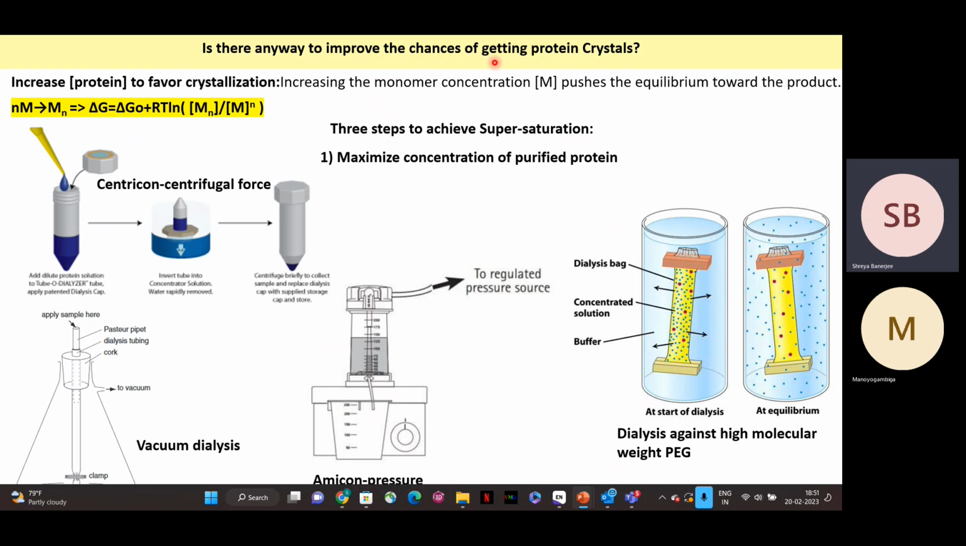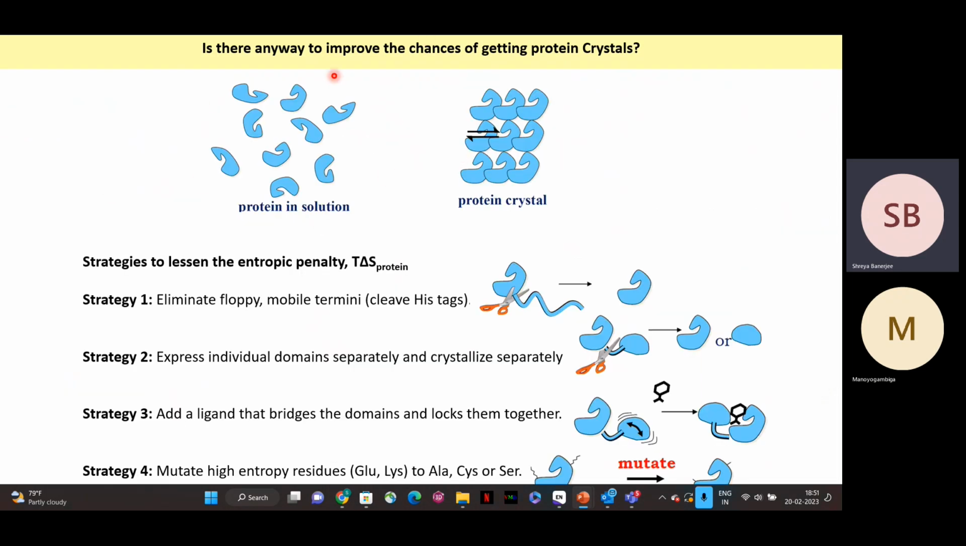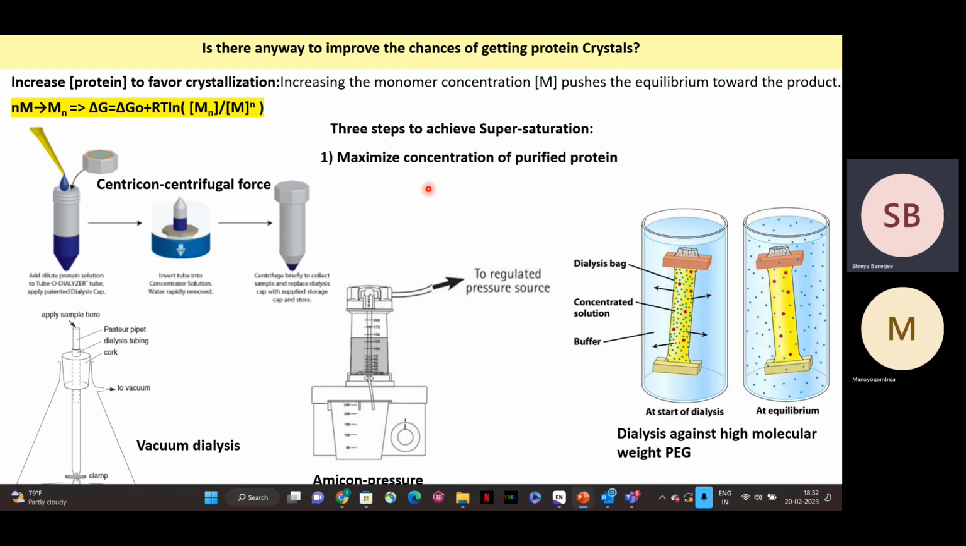There are other ways of improving the chances of getting protein crystals. So if you see this diagram, you're going from many molecules of the protein to a single protein crystal. It is represented by n molecules of the protein, which we are calling M here, to a single crystal, which has n molecules. So the thermodynamic expression for this is delta G equals delta G0 plus RT ln concentration of the crystal by concentration of the protein to the power n.